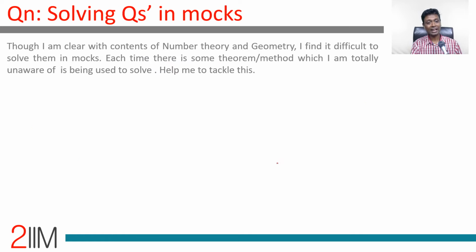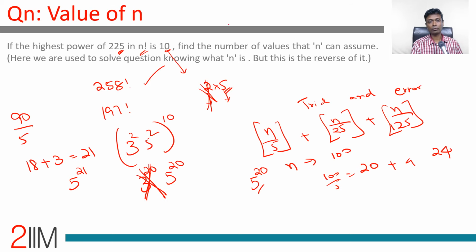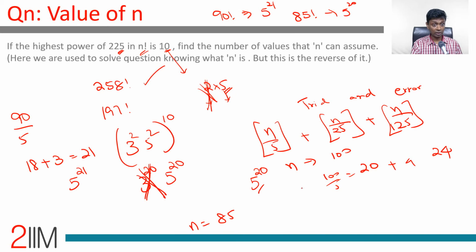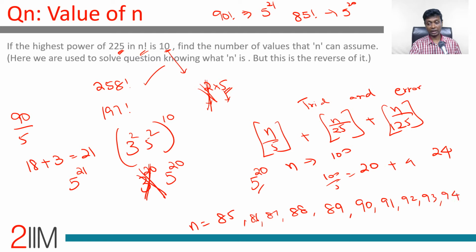Sorry about that. 90 factorial is a multiple of 5 power 21. So 85 factorial will be a multiple of 5 power 20. So if n were 85, this works. We have 5 power 20 sitting inside that. That means it's a multiple of 225 power 10. Obviously 86 will work, 87 will work, 88 will work, 89 will work. These 5 values will work. Now the beauty of it is 90 will work, 91 will work, 92, 93, 94.